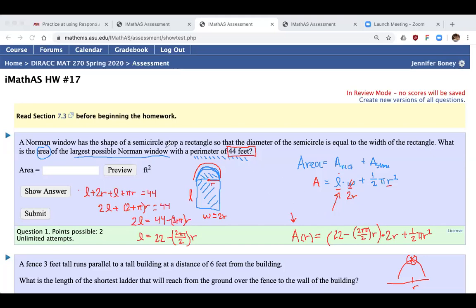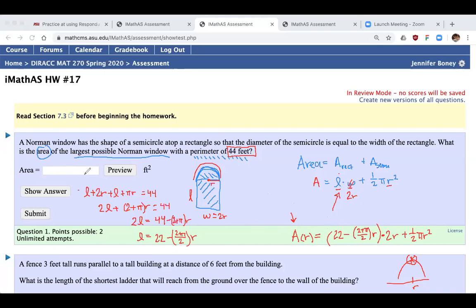Now, all this question asks for is what is that largest area? So once you find that r, you can plug it back in and find the area, because this is area as a function of r. If you wanted to find all the dimensions just out of curiosity, you could also do that. This question didn't ask for that.